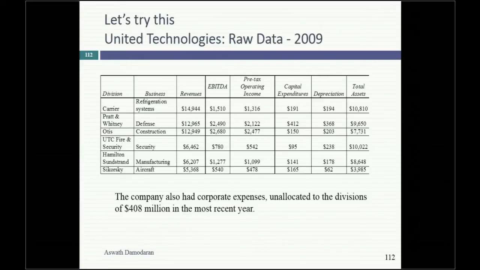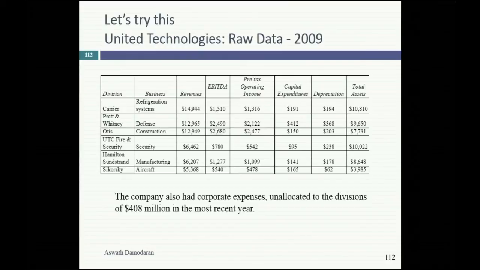It owns Carrier, which is refrigeration systems, Pratt & Whitney, which is a defense company, Otis, which is in elevators, so basically you probably heard about them, UTC Fire and Security, which makes security stuff, if you want to secure your house, etc. Hamilton Sundstrand, which is a manufacturing company, and Sikorsky, which of course makes those big helicopters. So 6 different businesses.